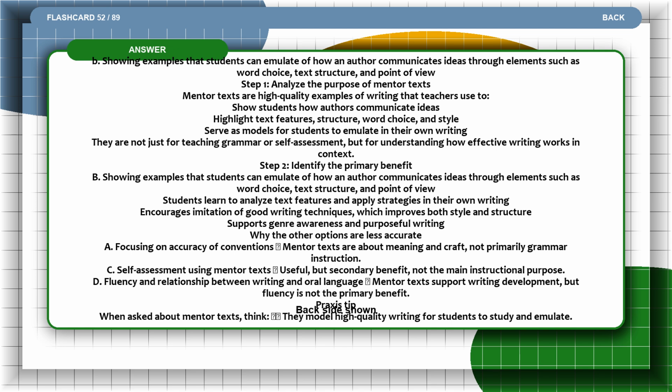A. Focusing on accuracy of conventions: mentor texts are about meaning and craft, not primarily grammar instruction. C. Self-assessment using mentor texts: useful, but a secondary benefit, not the main instructional purpose. D. Fluency and the relationship between writing and oral language: mentor texts support writing development, but fluency is not the primary benefit. Praxis tip: when asked about mentor texts, think of them as modeling high-quality writing for students to study and emulate.